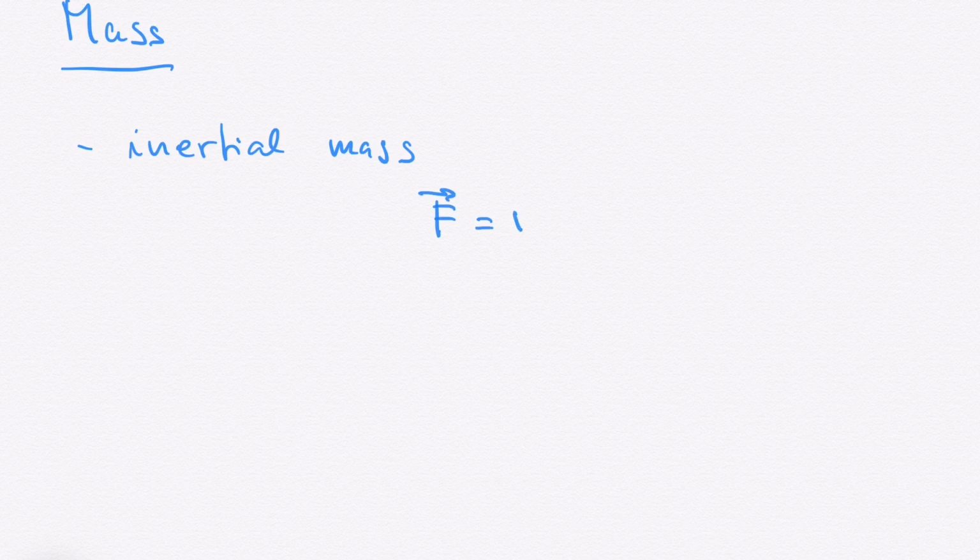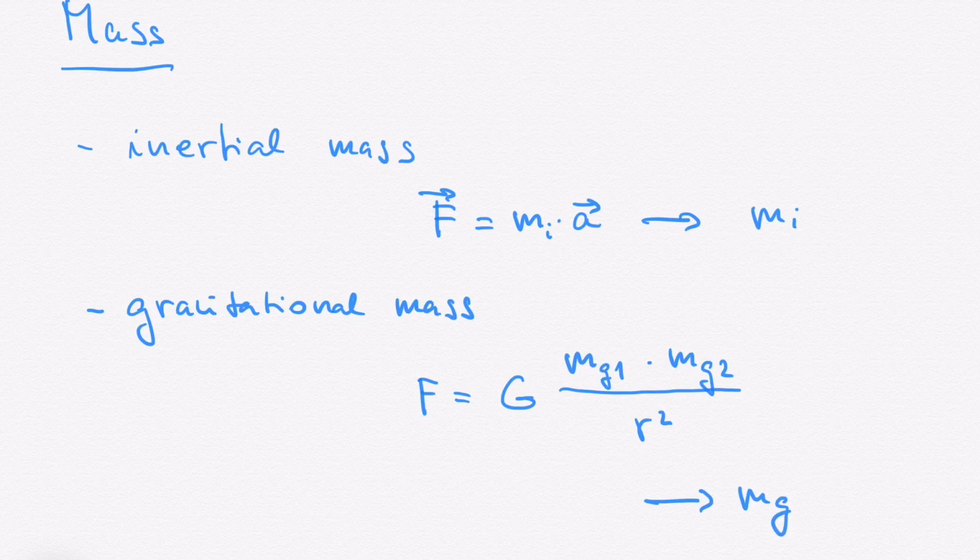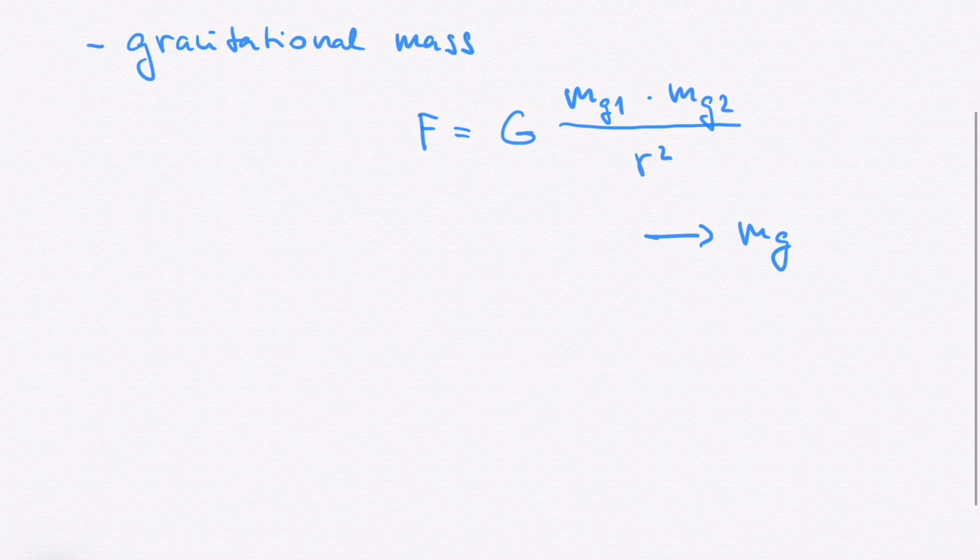For relativity, central is the notion of mass. There are actually two kinds of mass: the inertial mass, which appears in Newton's law, so we put an index I there, and the gravitational mass, which appears in the gravity law, and we put an index G there. There's no reason why those two masses actually should be the same.